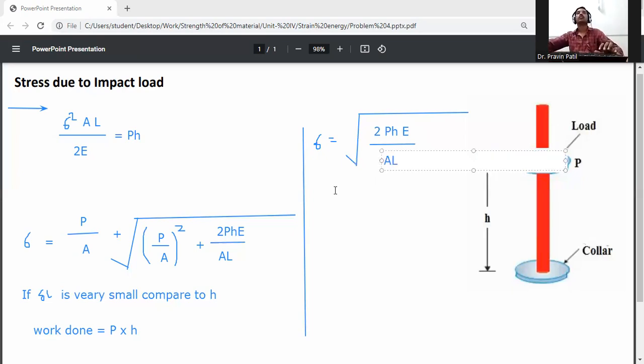So this one is the stress when delta L is ignored, and the earlier one is the stress when impact load acted, including change in length. So these are the stress calculations for impact loading.